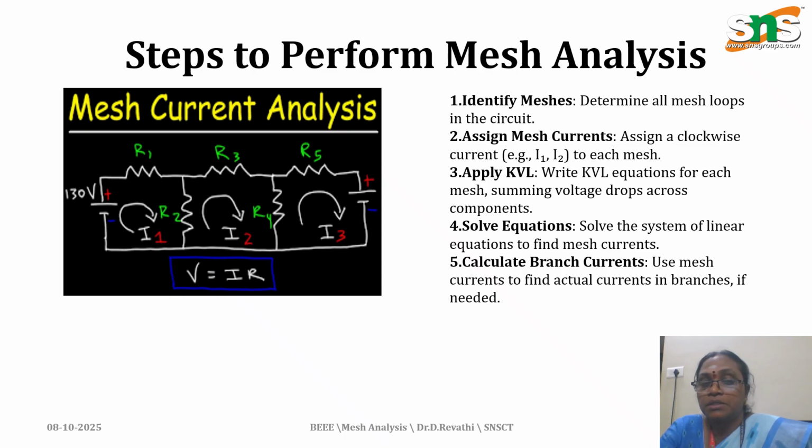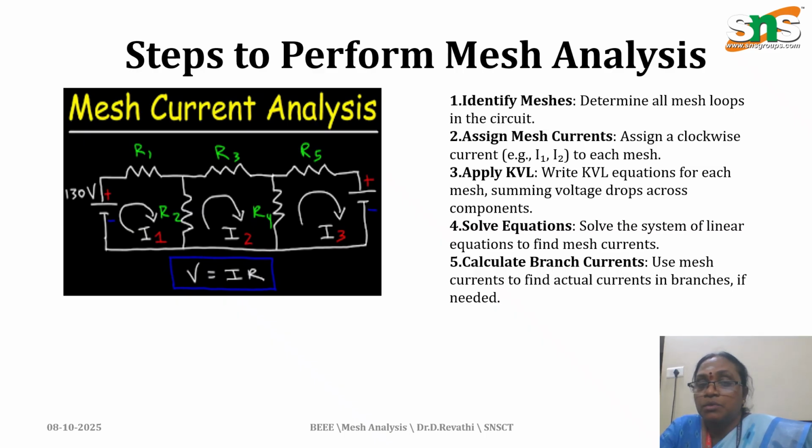We can consider the currents also: for loop 1 we consider I1, for loop 2 I2, and for loop 3 I3. Here the direction is clockwise, though we can also mention anti-clockwise. Normally we prefer the clockwise direction for the current flow in each loop. After that we have to apply KVL to each loop.